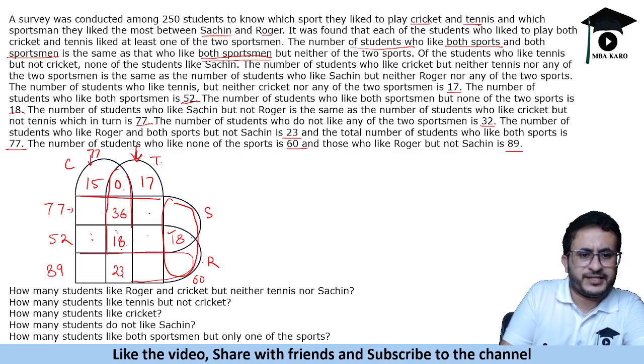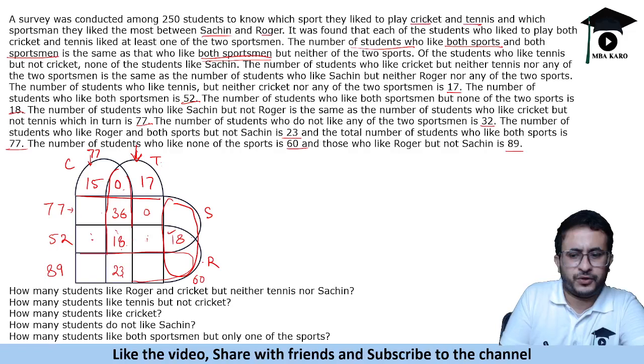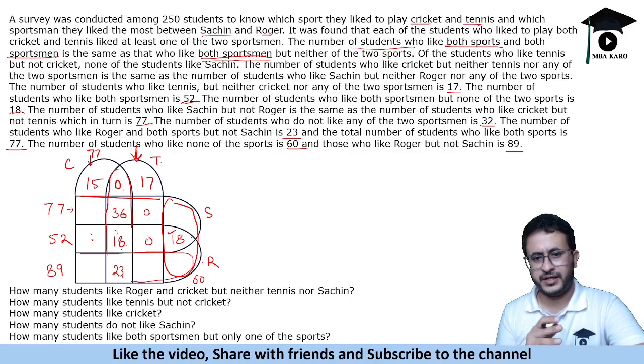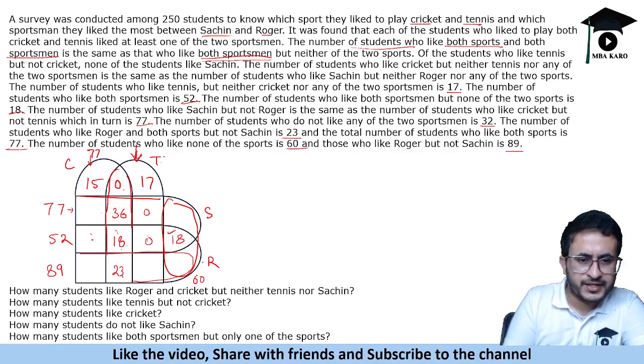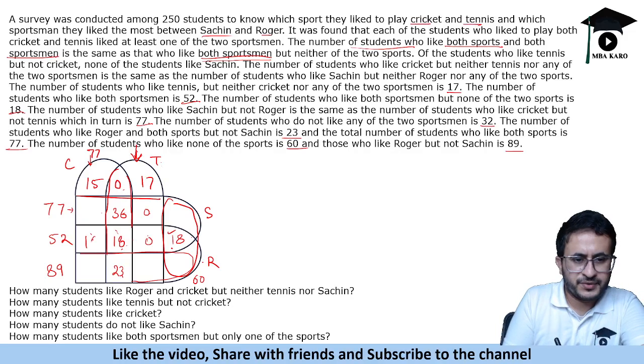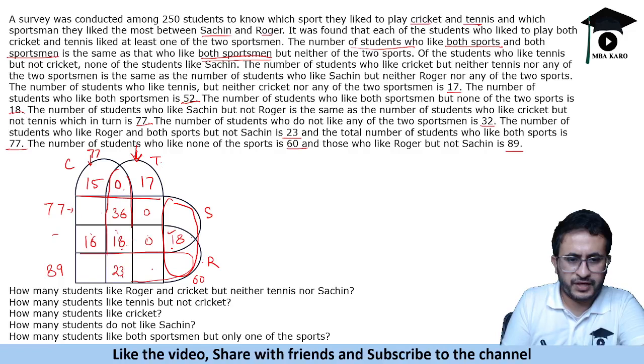None of the students like Sachin. So these people do not like Sachin. Okay, so they will like only Roger in this case. Now this is 0, this is 0. So 18, 18, 36. This will be 16. Okay, so this total is also done. Right, so we will have to find this total, and we are just left with a few values.